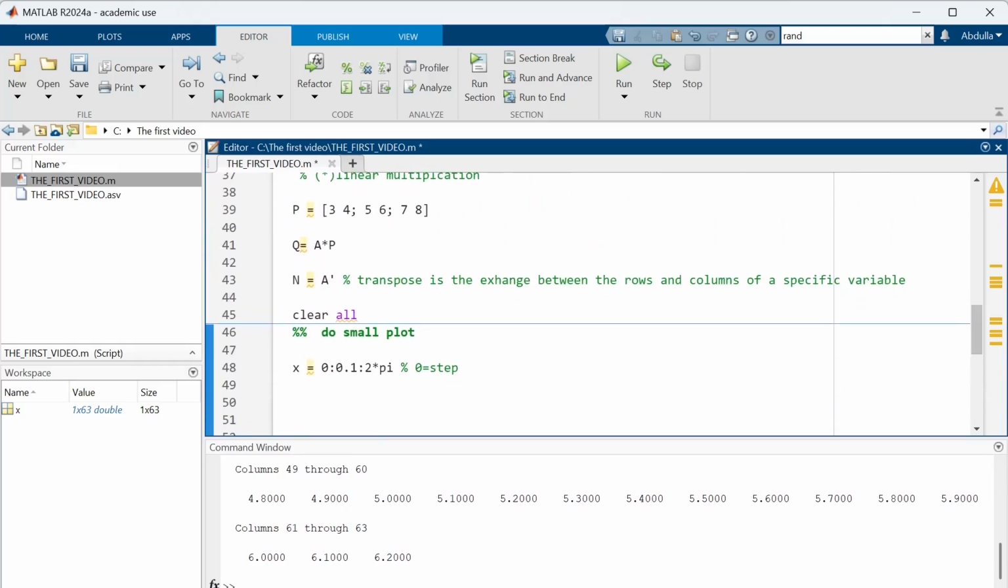Okay, so 0 is the first step. This is the start, and 0.1 is the step. So we are starting with 0 and then going 0.1, which is increasing step by step, and the end would be 2 pi.